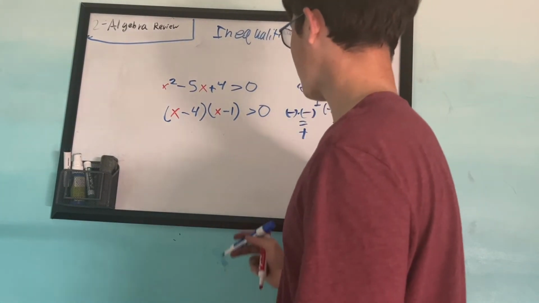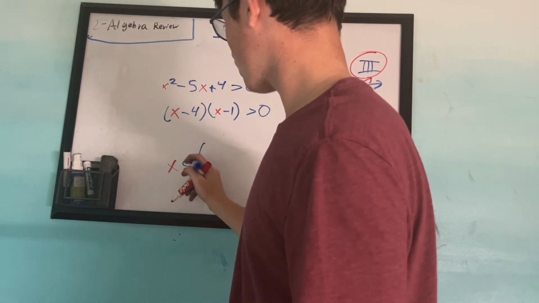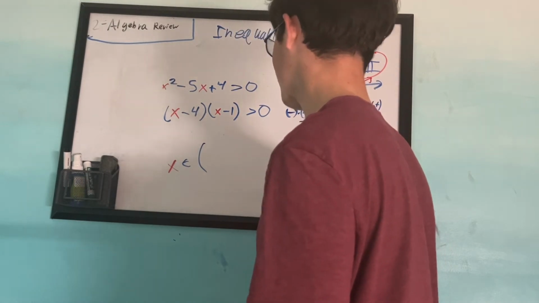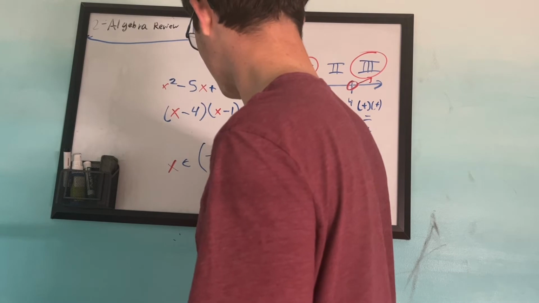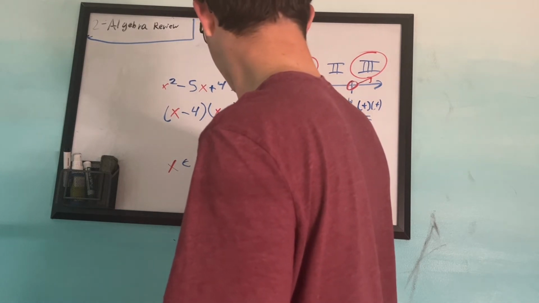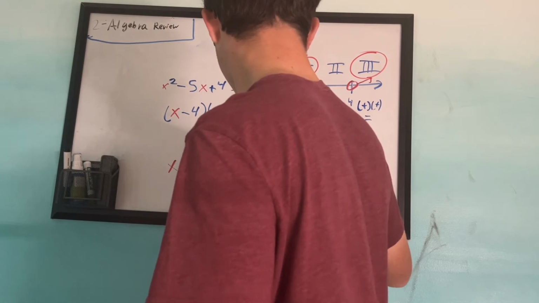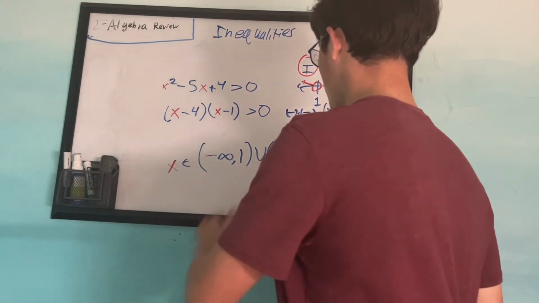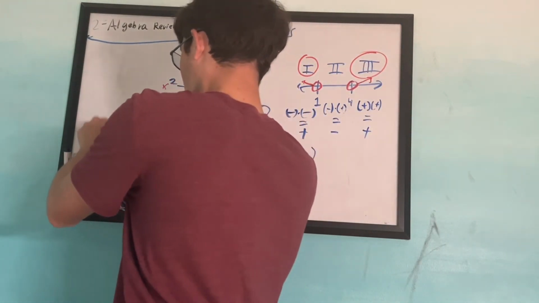And then from that we can turn into, whatever, I forget the name for the notation, interval notation of negative infinity to 1, unioned with 4 to infinity. And that's how you work out just a basic quadratic inequality.